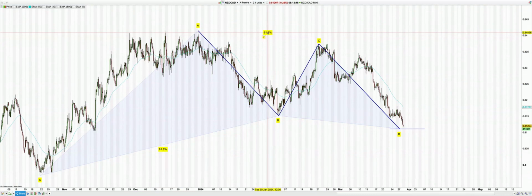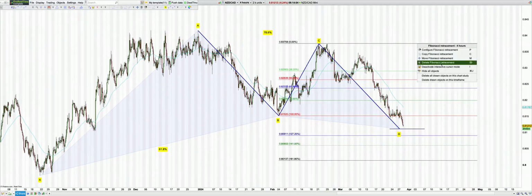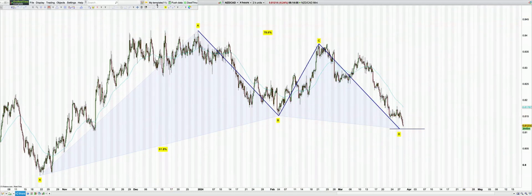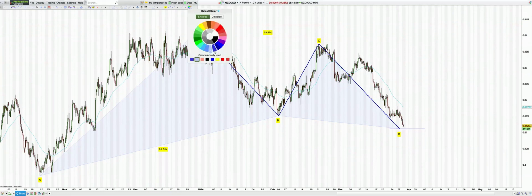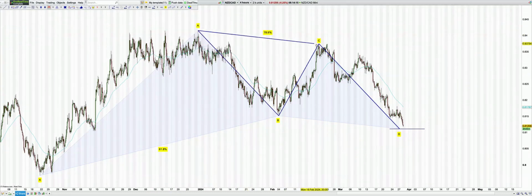I can see already that's a 78.6%. This won't quite yet be the 127. The 127 is a bit lower. Close, but not there yet. Let me just finish off doing the bits and bobs, making it look pretty.